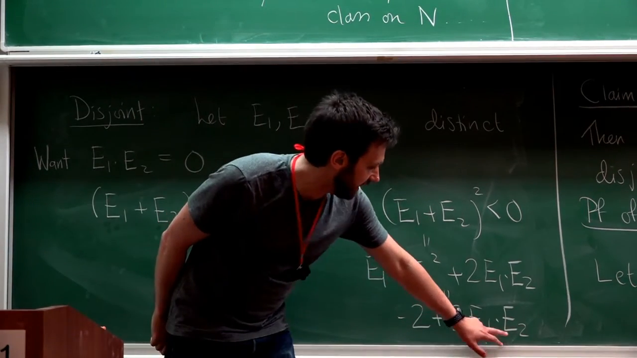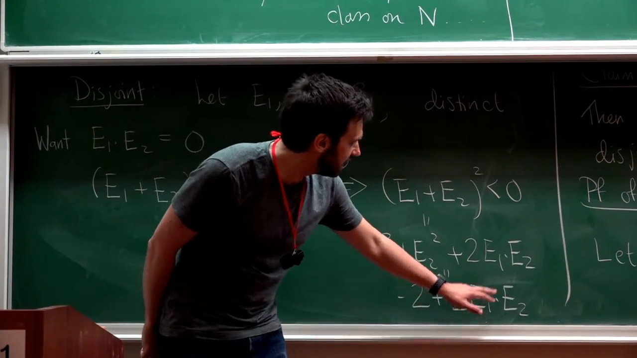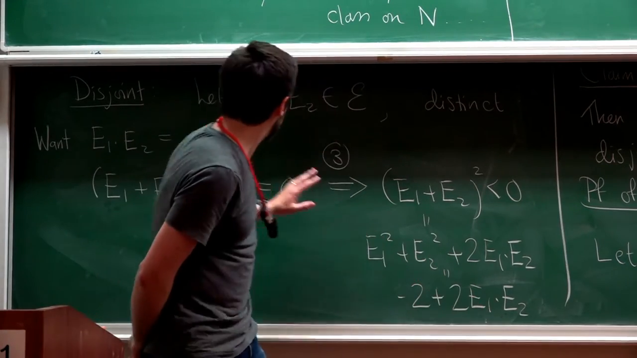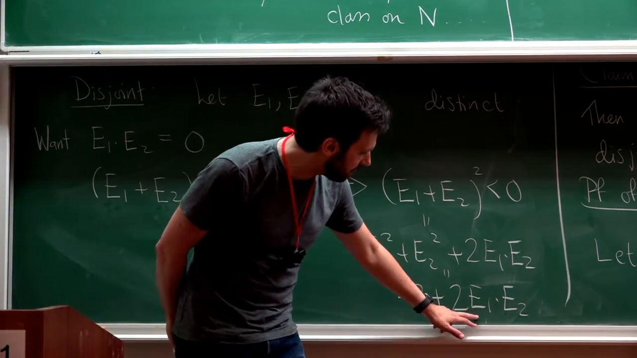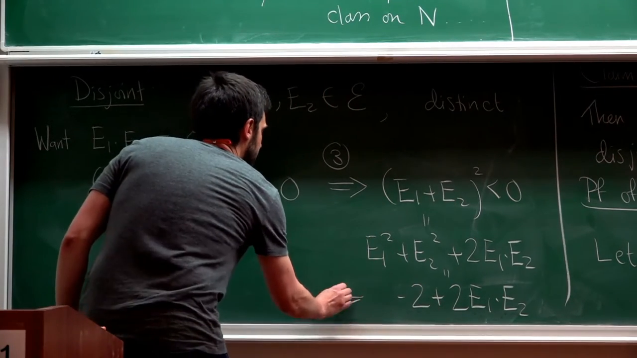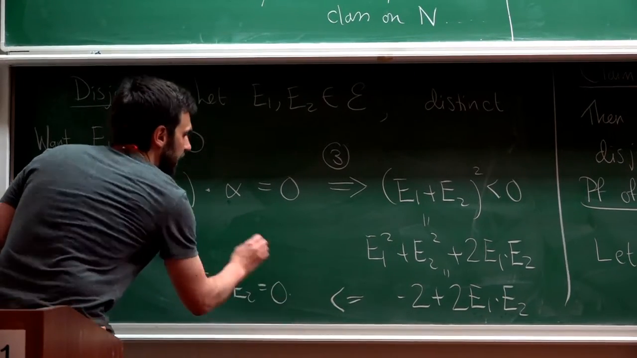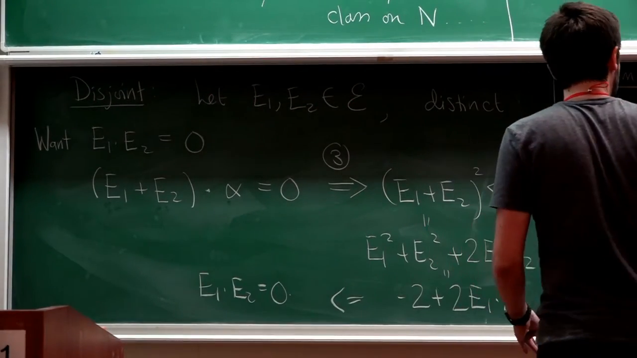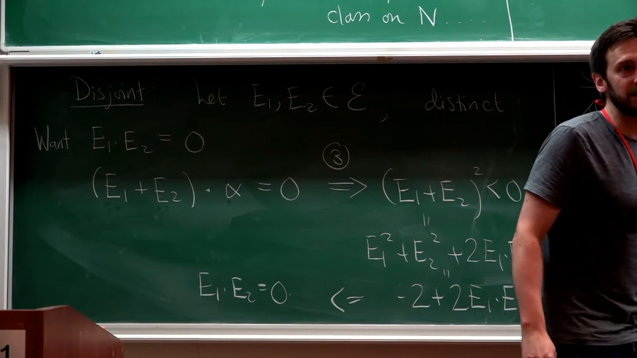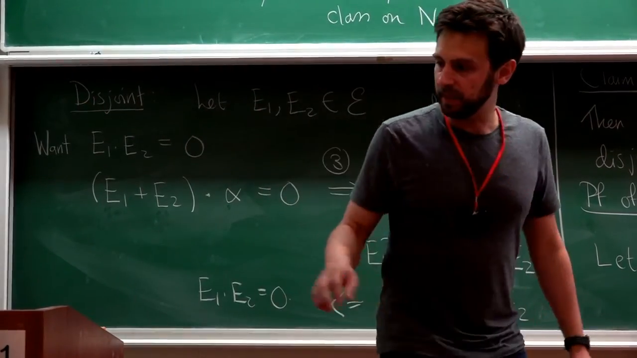Well, I know that this is an integer, the intersection. It's the number of intersection points, so it's a non-negative integer. Minus 2 plus twice this is negative. The only possibility is that it's zero. Okay, so this implies that E1 dot E2 is zero. So we've shown that they're disjoint. We've shown that they're minus 1 curves. The only thing left is to show that there are finitely many of them. Okay, why are there finitely many?